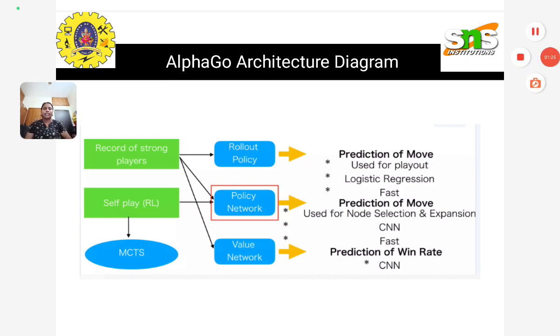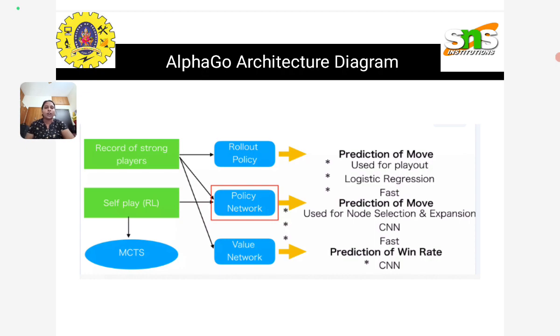This is the architecture process of AlphaGo in reinforcement learning. First, it records strong players' games and self-play with a reinforcement learning algorithm using MCTS. It rolls out the policy, and the policy network and value network process and predict the move, which is used for playout, with logistic regression for fast moves.